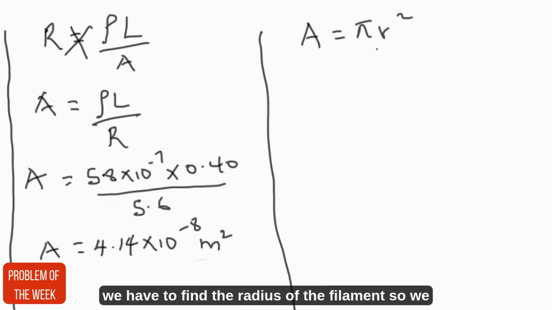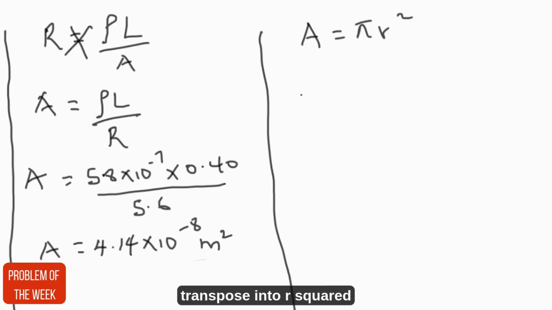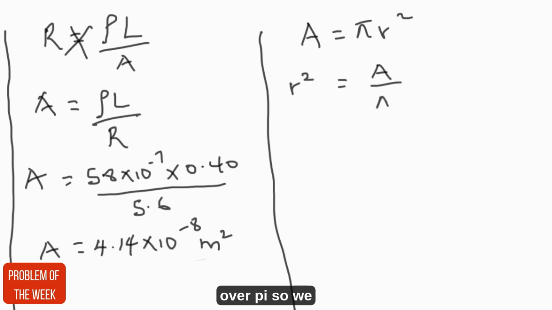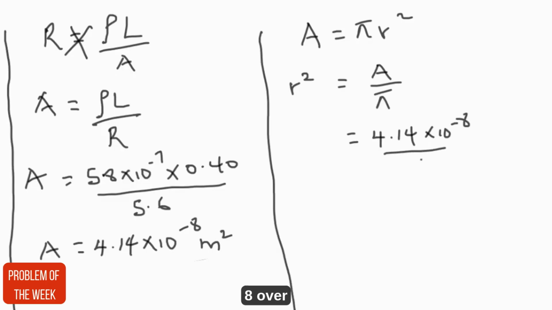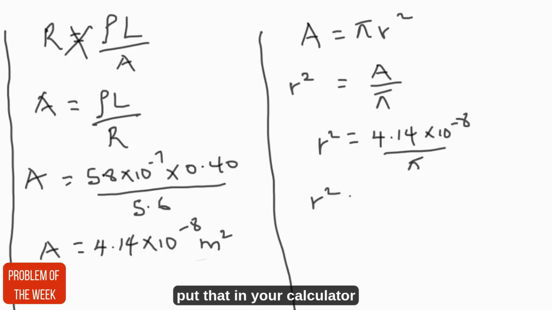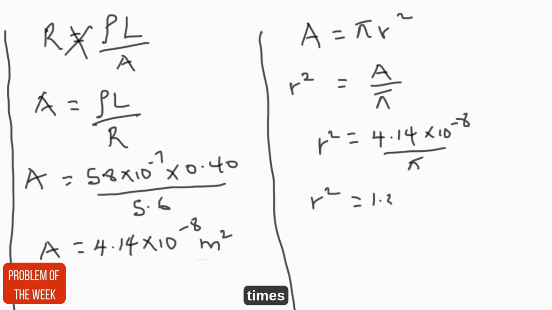We have to find the radius of the filament, so we transpose, so we have r squared equal to the area over pi. So our area is what? Our area is 4.14 times 10 to the negative 8 over pi. So put that in your calculator, we get 1.32 times 10 to the negative 8.